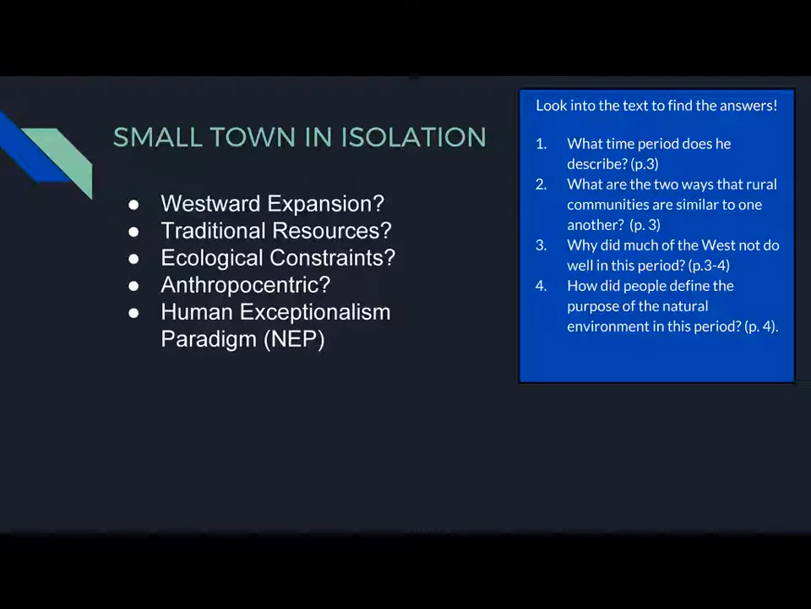And then you can see in the blue box here, if you want to take a minute, these will be the questions that we'll be looking at in this chapter. So what time period, how are rural communities similar to each other? Why did a lot of the West struggle or not do well in this period? And how did people define the purpose of the natural environment in this period?